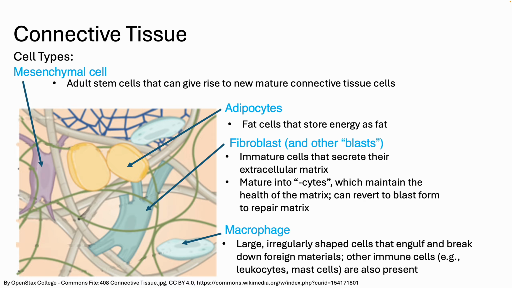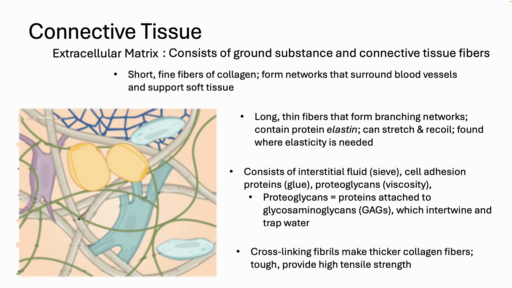There is a major exception that we'll talk about when we get to connective tissue, and that is blood. In blood, the immature cell is the hematopoietic stem cell, which is not going to be located in the tissue itself and does not form the matrix, which is going to be a fluid matrix.